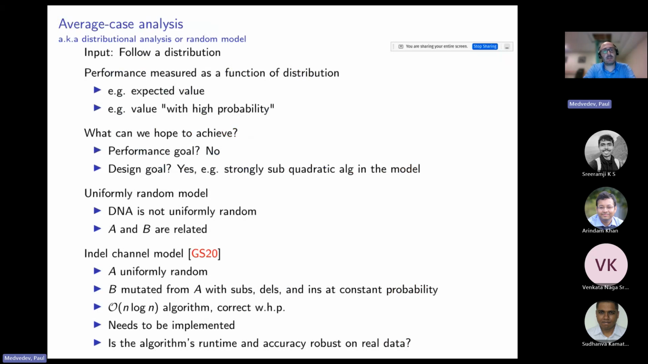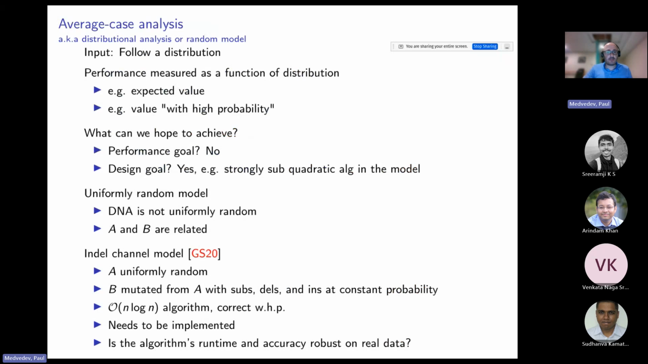The first thing that comes to mind is you draw both strings uniformly at random. The problem with that is that one, DNA is not uniformly random, and two, the two strings A and B need to be related. If they're independent of each other, then that's not really the case where you're going to be computing an edit distance. You're measuring a distance because you think that they are related. Okay. So that model is too simple.